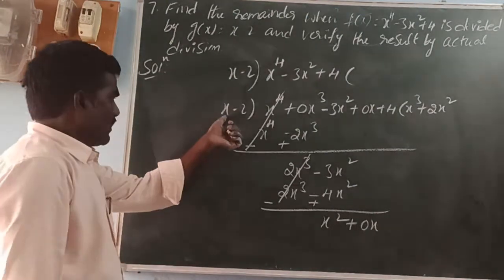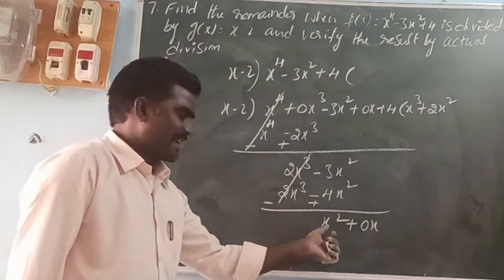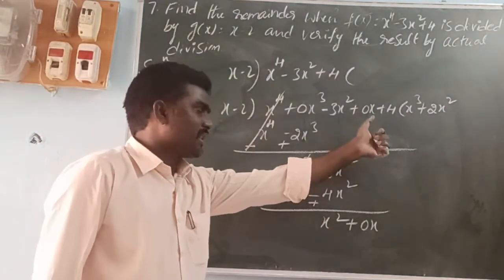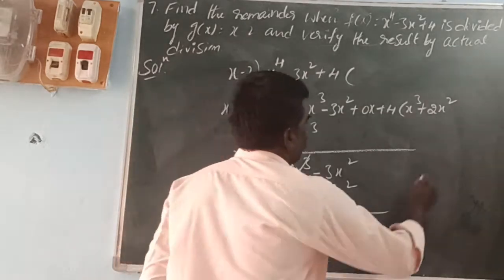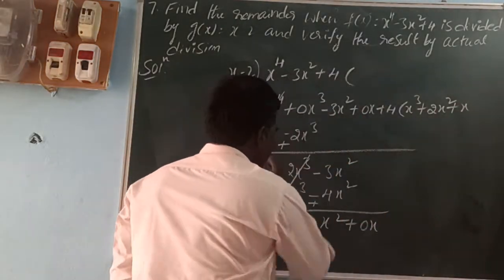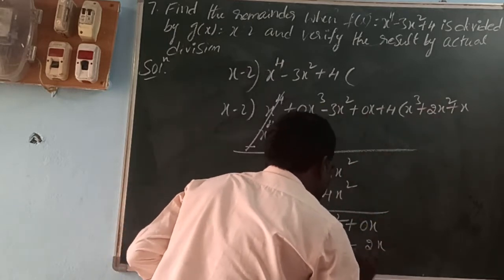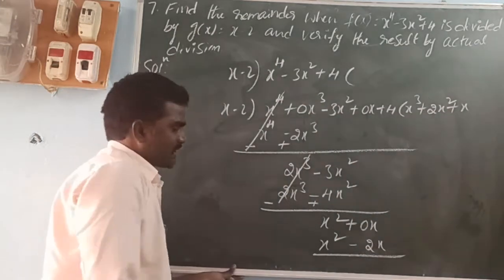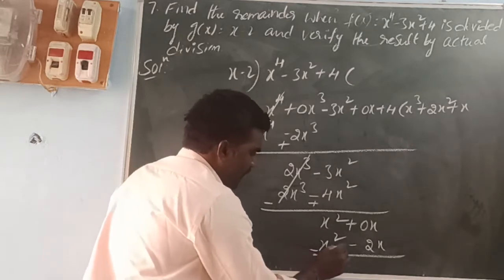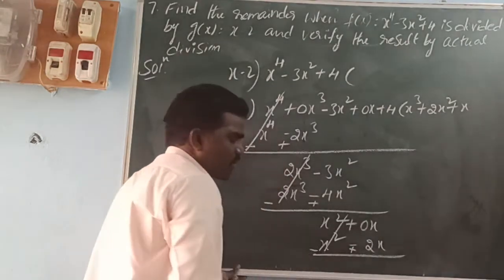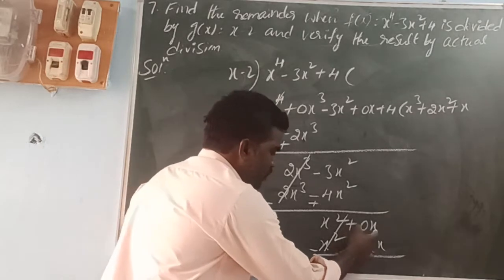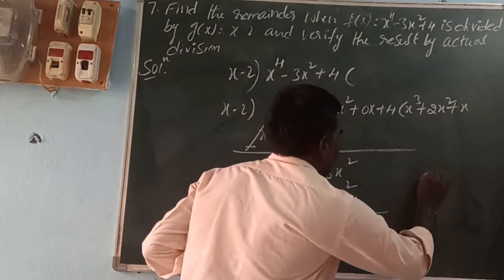Here the first term is what? x square. x is multiplied with which term to get x square? That is x. Plus x: x into x is x square, and x into minus 2 is minus 2x. Now the signs change. Plus becomes minus, minus becomes plus. Plus x square minus x square cancel. Plus 0x plus 2x is 2x.